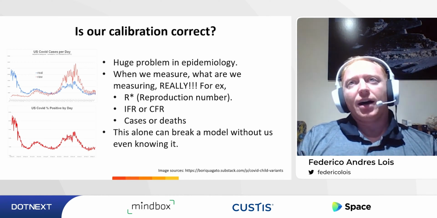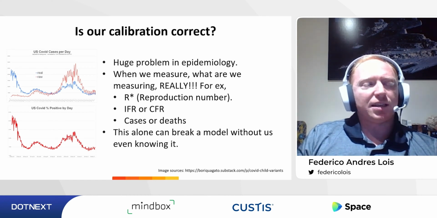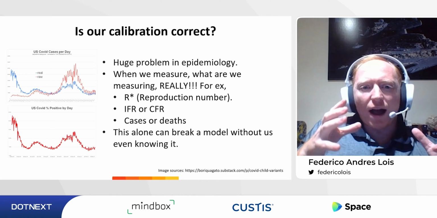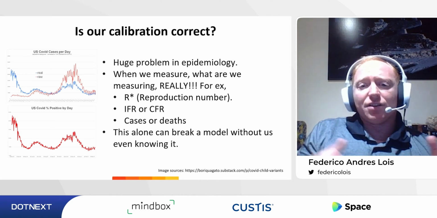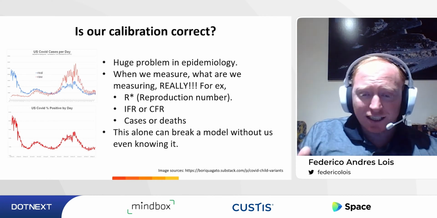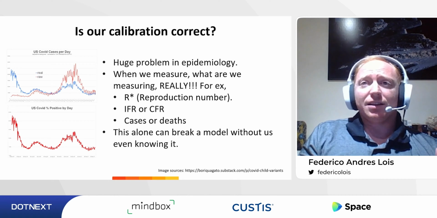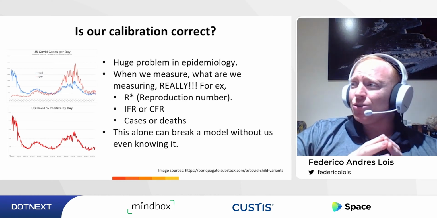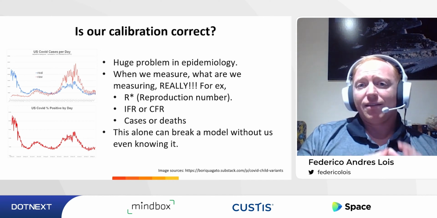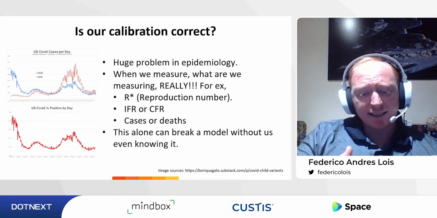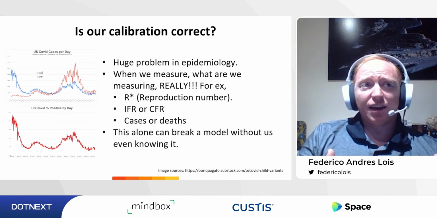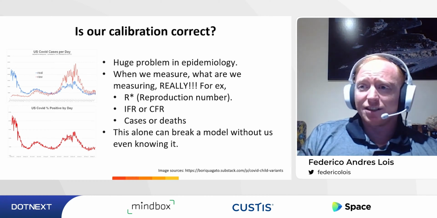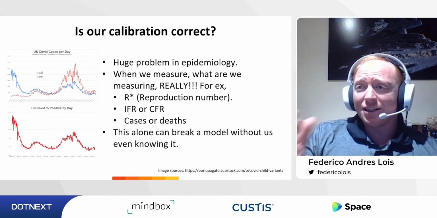Do you go do PCRs, or do you go to the hospitals and figure out, hey, this guy has a bilateral pneumonia, and then you do something? So how you sample is going to matter. This selection of cases alone can break a model without you even knowing it, because cases is a measurement that you should never think of using for a case-based model, unless you're trying to figure out something regarding the cases. So if you want to understand epidemiology, how it's going to behave, and you're using cases, you're doing it wrong.